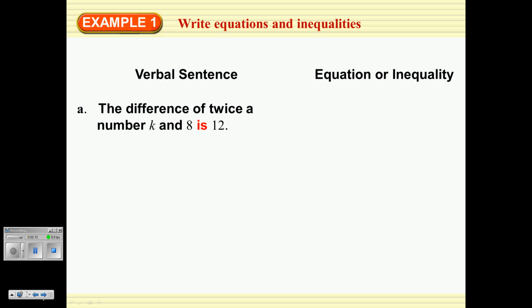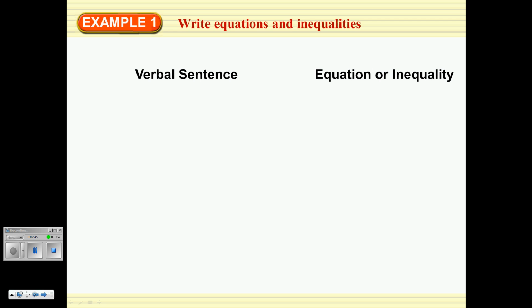So the first example, A. The difference of twice a number k and 8 is 12. Okay, we worked on our phrases yesterday for the twice a number k, so we would know how to write that expression, twice a number k and 8, making it an equation versus an expression. So we're adding that is, which means equals, okay? So is always means equals. That might be a phrase you want to add to your box here.